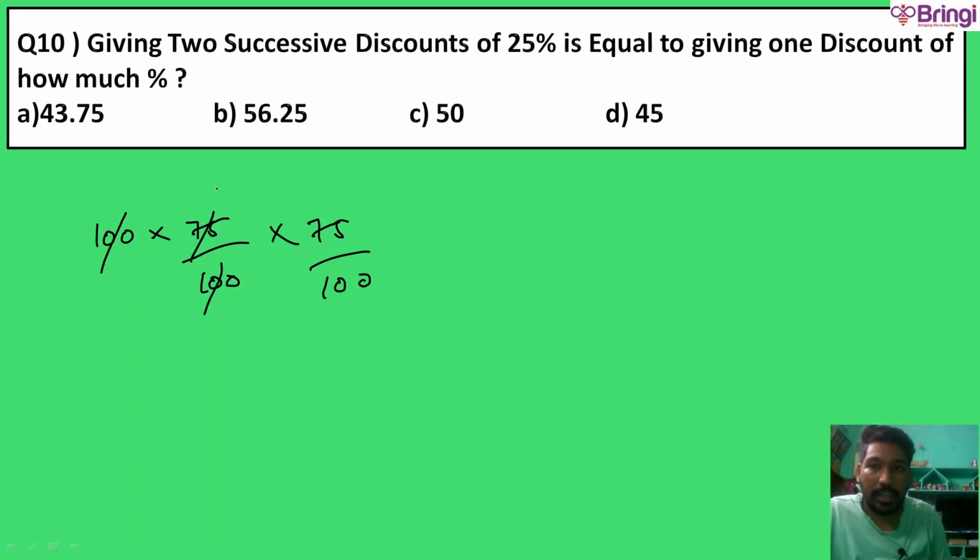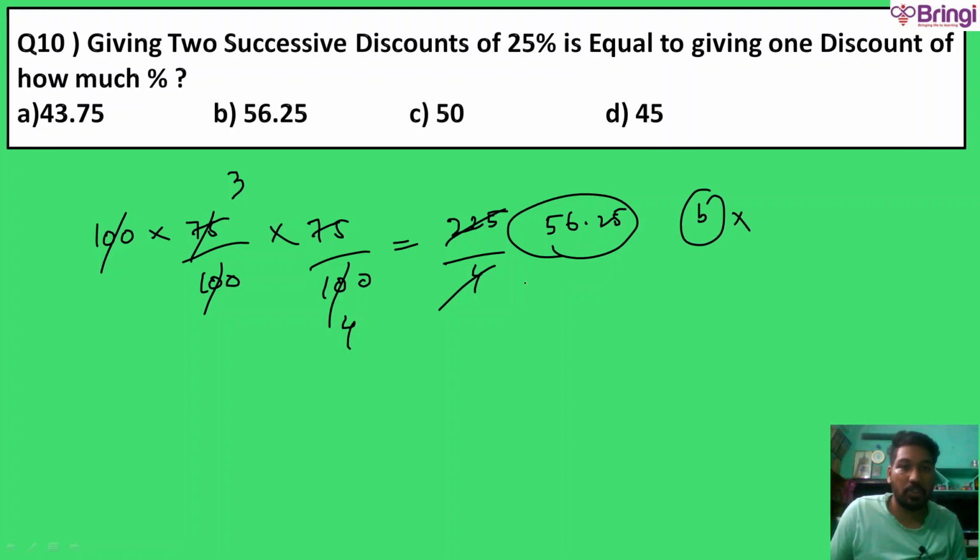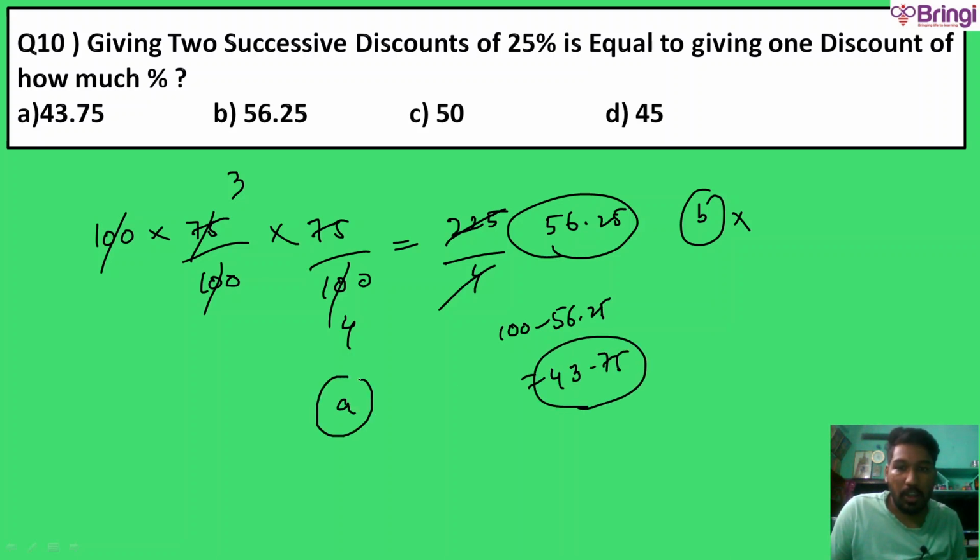100 cancels, and 3 times and 4 times. So 3 into 75, it is going to be 225 by 4. Okay? 4 table, 25 times 6 times, and then 0.25. So 56.25. Some of the members will go with option B. This is also wrong. You have to subtract from the 100. So if you subtract from the 100, the answer is 43.75. So which option? Option A.